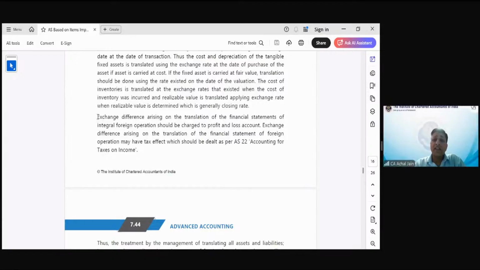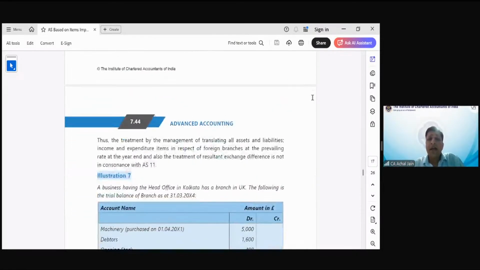Exchange difference arising on translation of financial statement of foreign operation may have some tax effect, which will be discussed separately. Thus, the treatment by the management of translating all the assets and liabilities, income and expenditure items in respect of foreign branches at the prevailing rates at the year end, and also the treatment of resultant exchange difference, is not in line with the requirements of AS 11. Correct? So what do you translate?